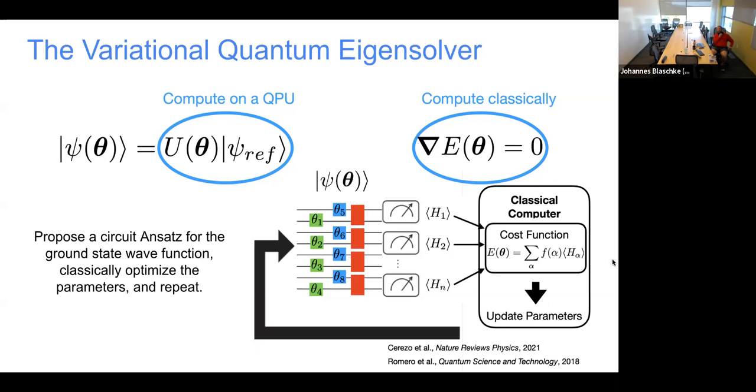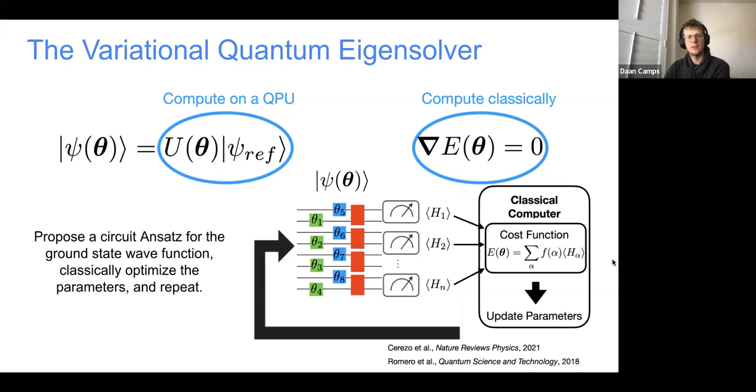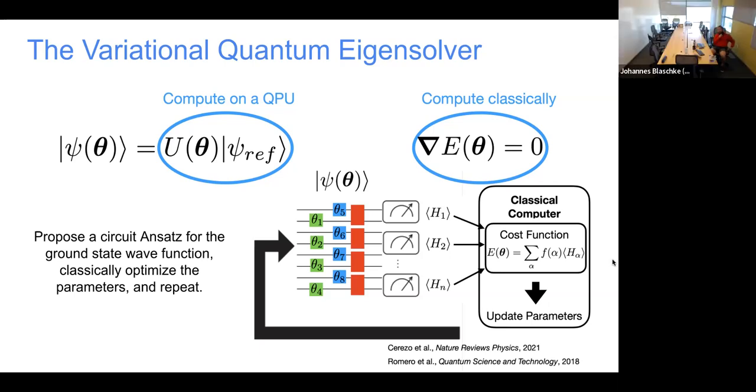Is the problem there that you can't compute gradients on a quantum computer? You can compute gradients on a quantum computer, actually. It's just a question of what's the best way to optimize these parameters. Right. Okay, interesting.